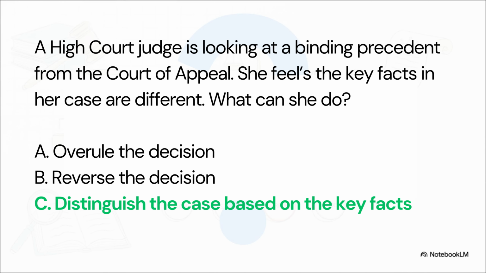And the answer is C. She will distinguish the case. Remember, a high court judge has zero power to overrule the Court of Appeal. Hierarchy is absolute. She can't reverse a decision from a totally different case either, but she can get around that binding precedent by finding that the material facts are different enough. That is distinguishing in action.